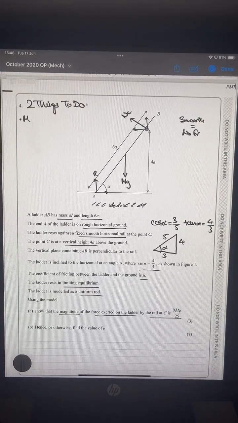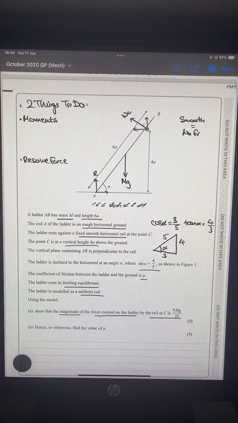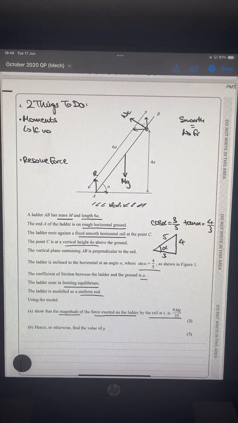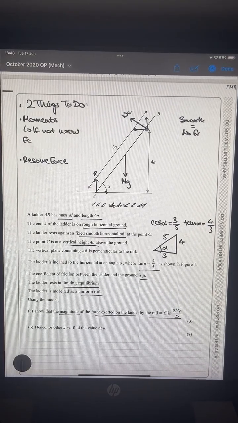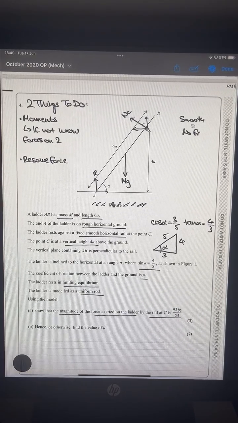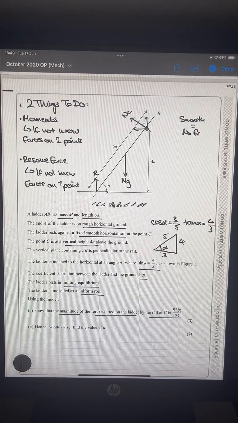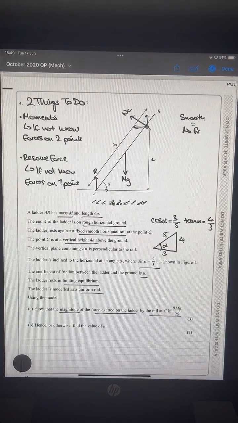So either you can take moments, or you can resolve forces. How do you know which one to pick? This is what I learned when I was revising and helped me out. If you don't know forces on two separate points, take moments. You take moments about one of the points, and then you can solve for the force on the other point, right? But if you don't know the forces on one point, then you resolve forces because you just have one missing value. You can make equations with one unknown. That's how you go about doing this.